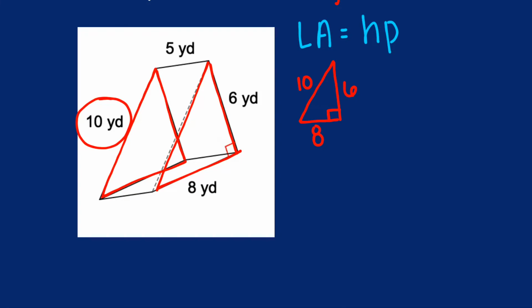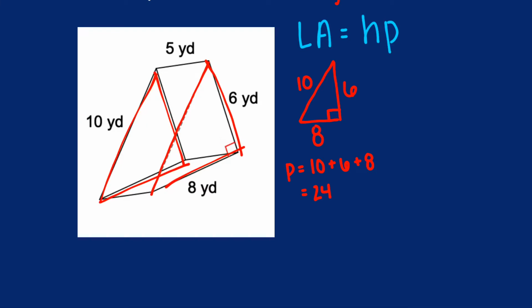So I can go ahead and I can find out little p. Remember, that is the perimeter of your base. And perimeter, you just take all of the sides and add it up together. So 10 plus 6 plus 8. 10 plus 6 gives me 16. Plus 8 gives me 24. So I know my P, my perimeter of the base, is 24.